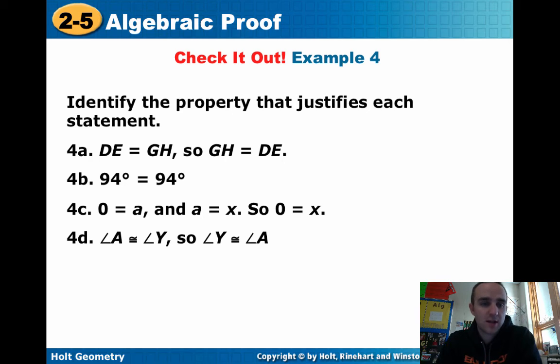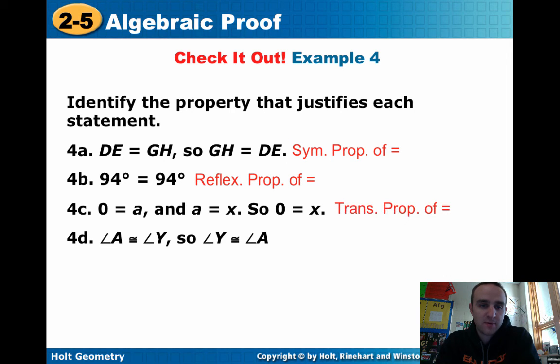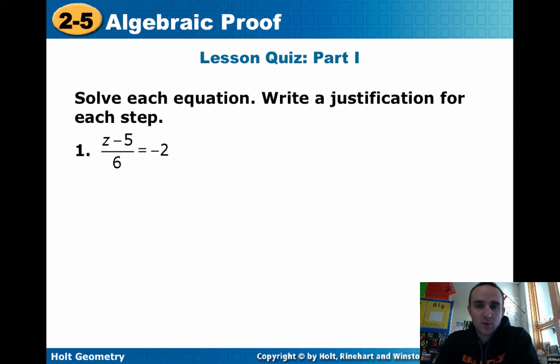Okay, try it again, see if you can get these. Okay, so we've got the symmetric property of equality, the reflexive property of equality, the transitive property of equality, and then finally the symmetric property of congruence. Good. We've got a couple questions for our lesson quiz here. Another algebraic proof that we're trying out. So pause it, try it, come on back with your steps.